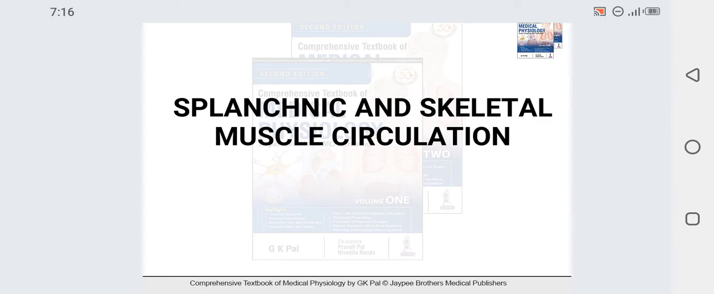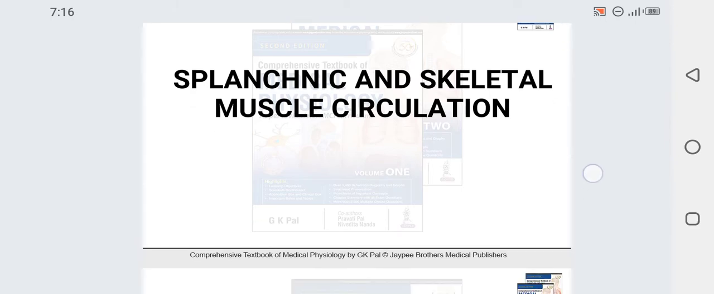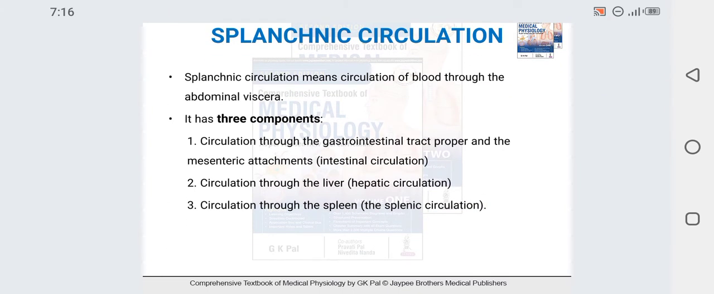So in this regard, today I am going to teach you about the splenic circulation and skeletal muscle circulation. So first, what is the definition? Splenic circulation means circulation of the blood through the abdominal viscera. Means abdominal visceral circulation comes under this topic.